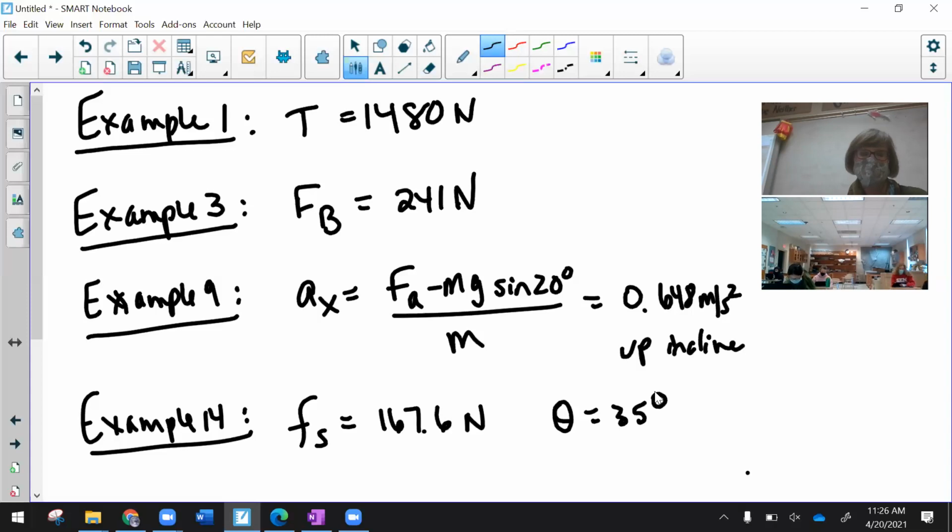Go ahead. I'm going to put a picture on for number 14, but what if you use cosine to find FGY? I got a different answer, but when I use sine, I got your answer. Sure. Well, let's talk about number 14. Does everybody have their answers here? Okay. All right, so let's talk about number 14.